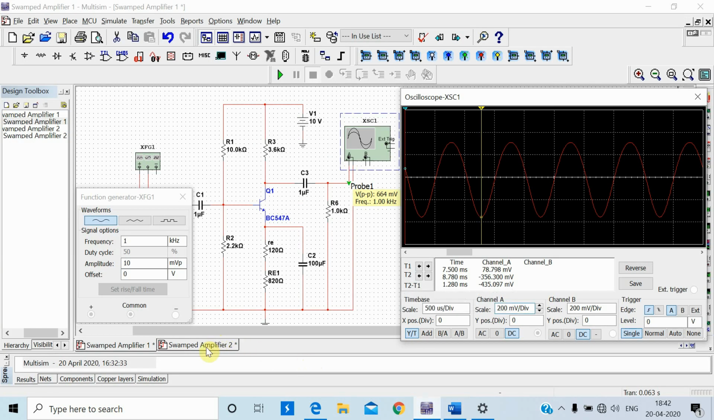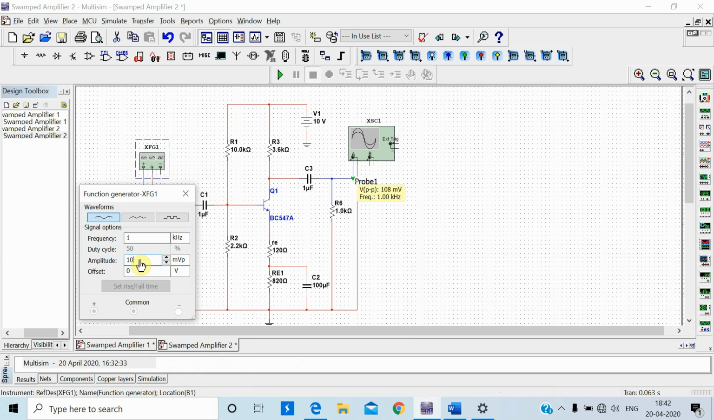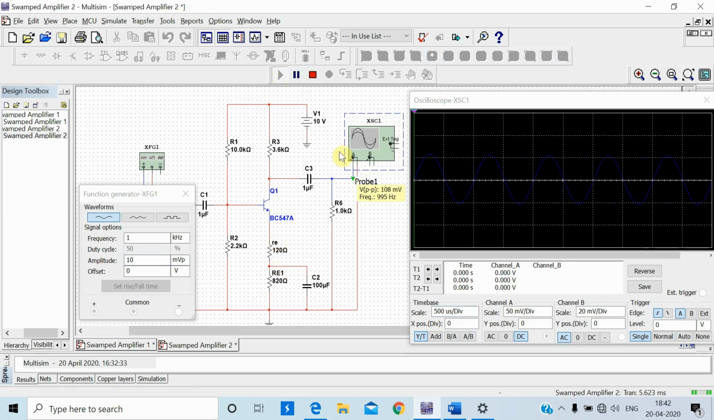Now what happens in the second circuit, again we have to set the same parameters: sine wave, 1 kilohertz frequency, 10 millivolt peak to peak, right? Here the oscilloscope is connected, and here is the unbypassed resistance of 120 ohms. If we click on the run button, it gives you the output. Here the output is almost a sine wave, in blue color. Now let me stop the simulation, right? So you can see the peak to peak value and frequency.